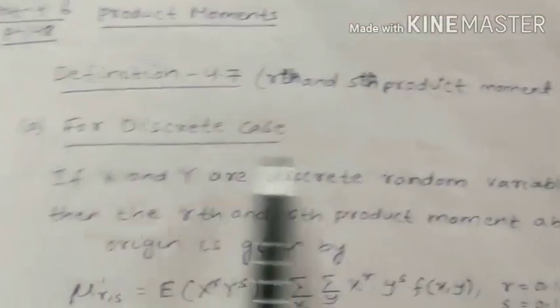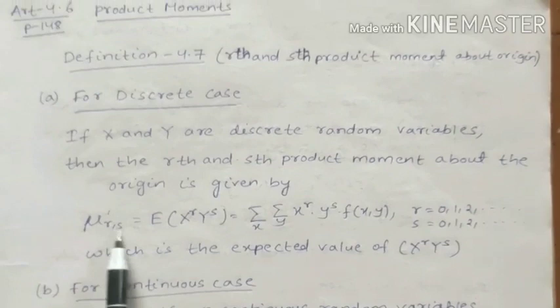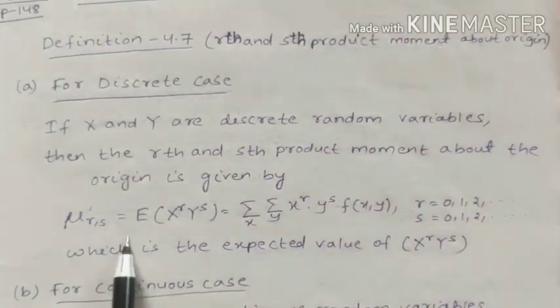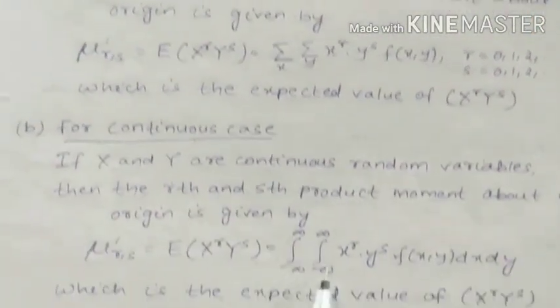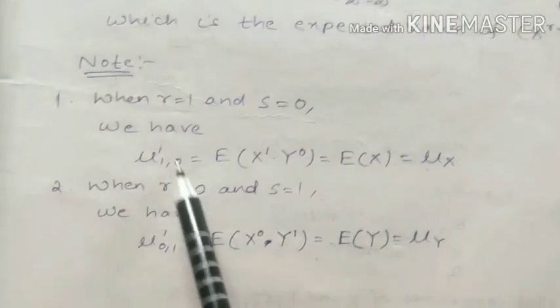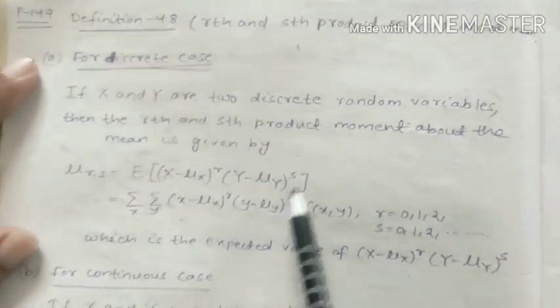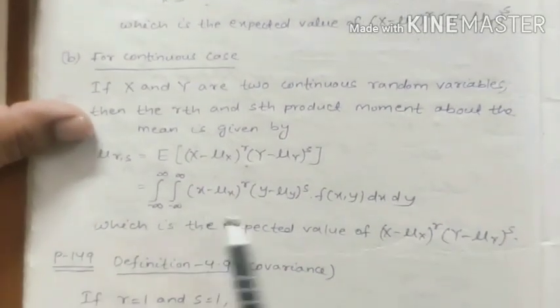Product moments: for the discrete case, mu r comma s dash, for two discrete random variables, and in a similar way the summation can be taken. For the continuous case, in a similar way the integration can be taken. Whenever r is 1 and s is 0, then mu 1 0 dash. Moment about means: (x minus mu x) whole to the power r and (y minus mu y) whole to the power s, and the double summation can be taken. For the continuous case, in a similar way the integration can be taken.